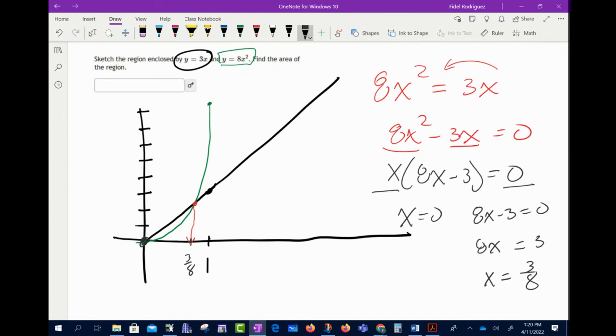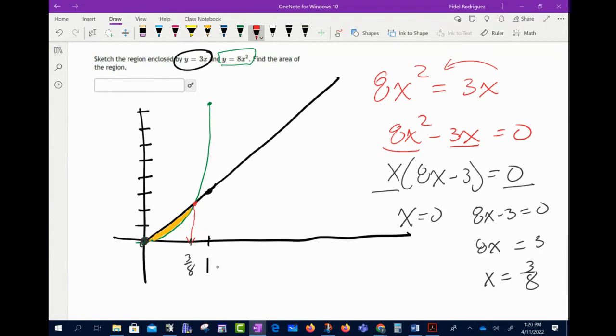Okay. I want you to think about what we're trying to do. We're trying to sketch the region, or we're finding the area of that region where they overlap. So let me see if I can do it like this. Y'all agree this is the overlap? This portion right here?